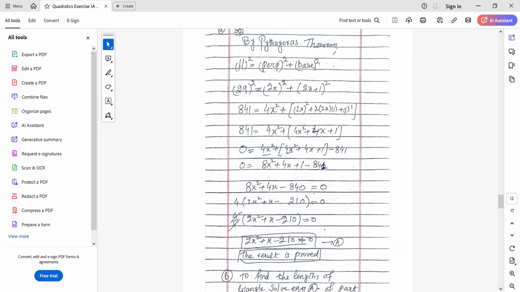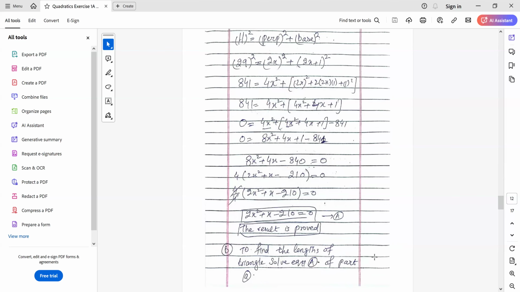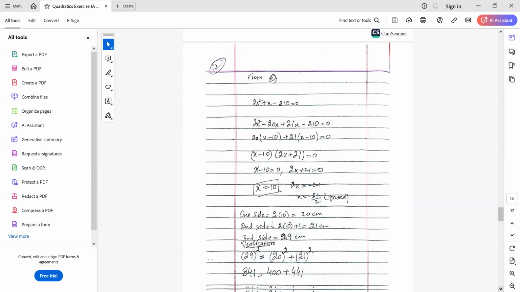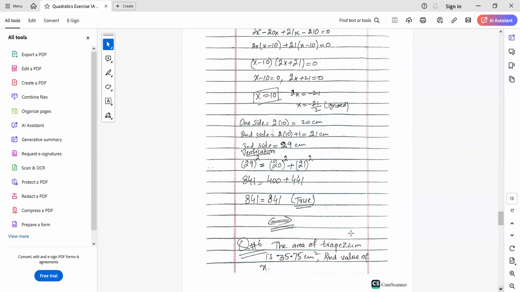to prove in the A part, and then we will solve this equation to find out the length of the right triangle. Okay, we have just solved it using our factorization technique, and then we also verified the result, and this becomes equal and true.